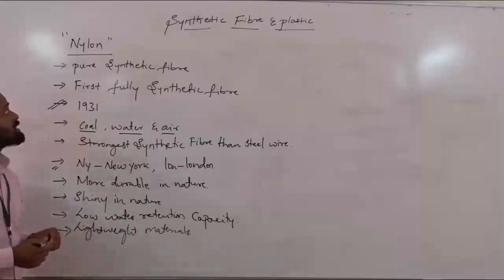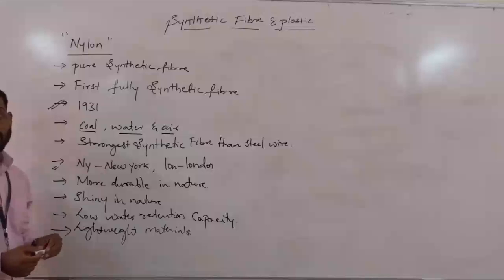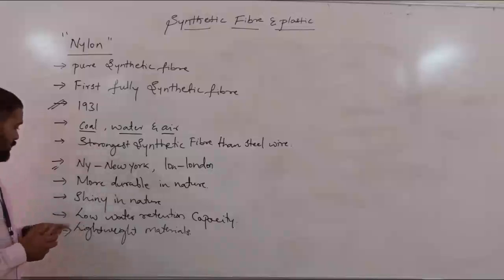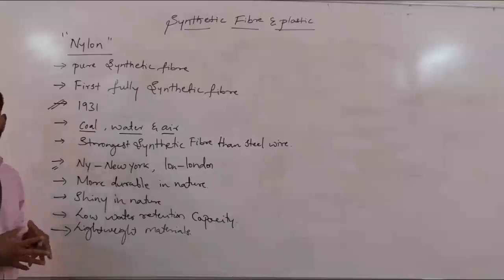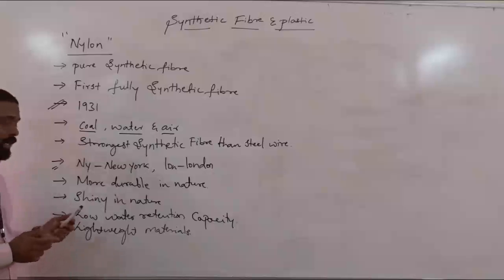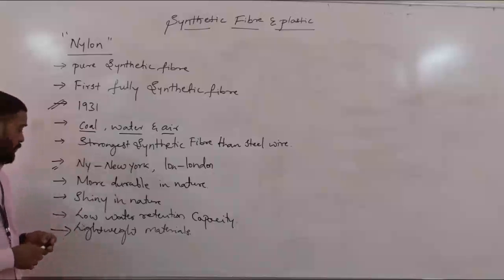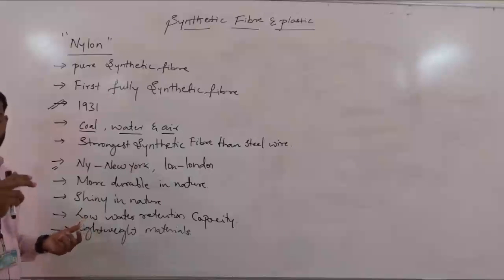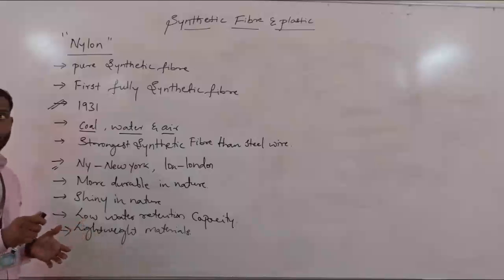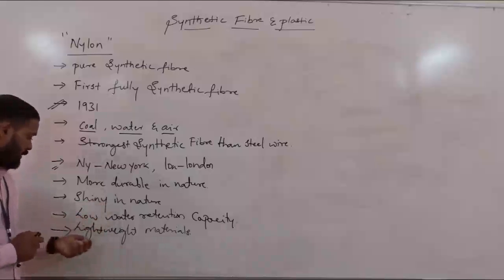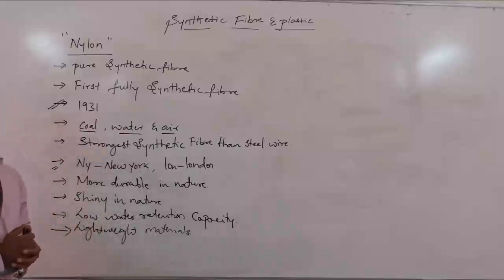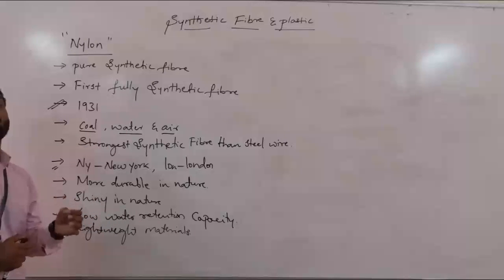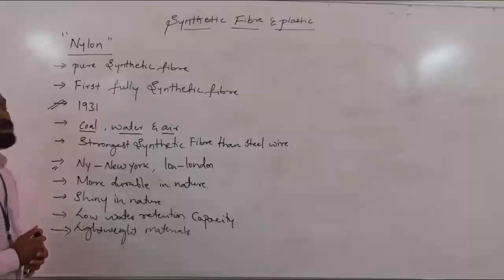Next, you can see that nylon is more durable in nature. That means you can use it for a longer duration of time. It will not easily spoil. That's why it is more durable in nature. And next, in nylon threads, if you look at nylon fiber, it has lustrous property, shiny in nature. And next, it has low water retention capacity. If you take nylon, it will not absorb water. That's why it is easy to wash. And next, it's a lightweight material. All synthetic fibers are generally lightweight materials. That is another important thing.